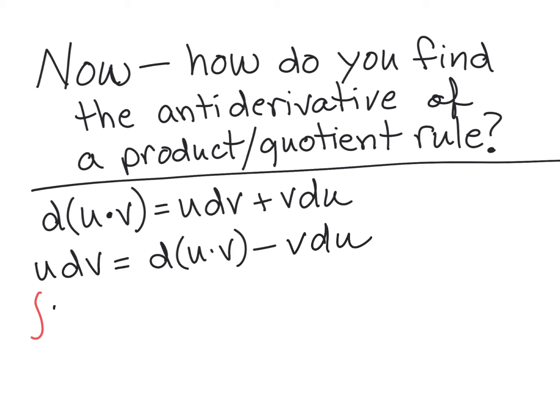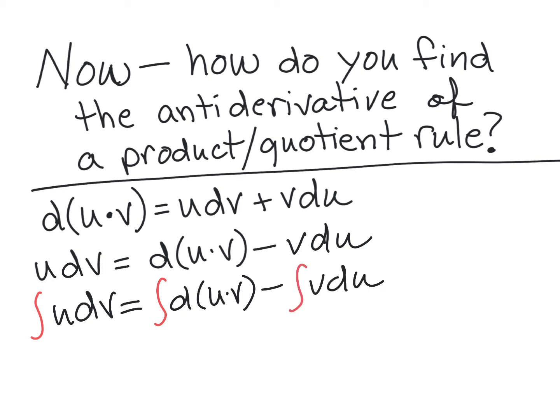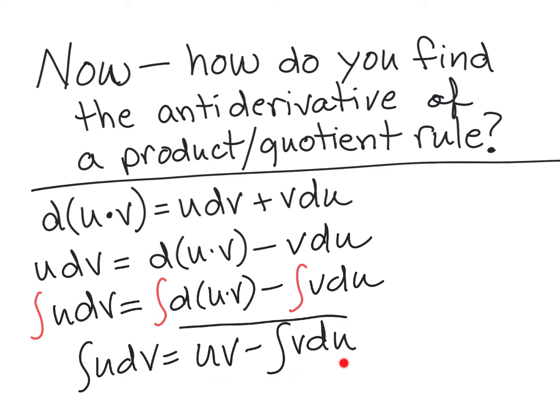Now if I integrate each of these pieces. Integrating both sides of the equal sign means I integrate each of these parts. Keep in mind parts. The integral of the derivative of u times v minus the integral of v du. But if I have the integral of the perfect derivative, then this becomes just plain old u times v. I want you to memorize this. uv minus the integral of v du.